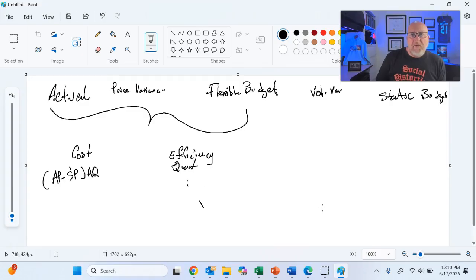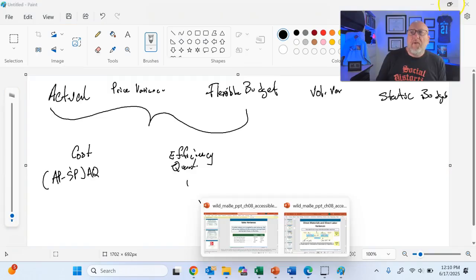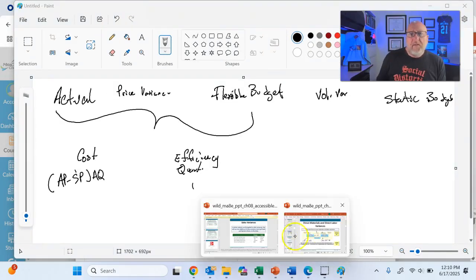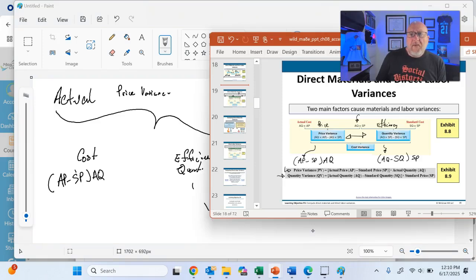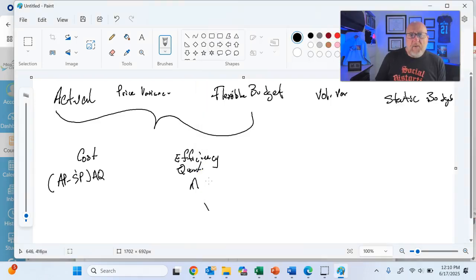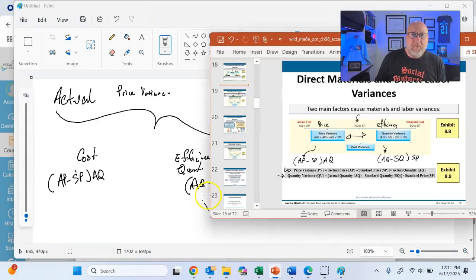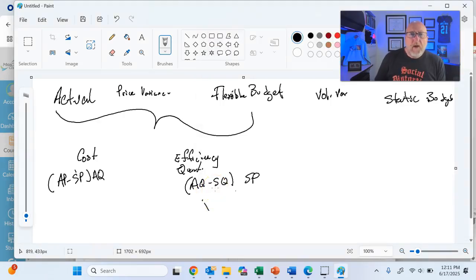And then the efficiency variance, or the quantity variance, is AQ minus SQ, so actual quantity minus standard quantity, times standard price. Okay, those are my two formulas, and then I have the four inputs from our PowerPoint slides.